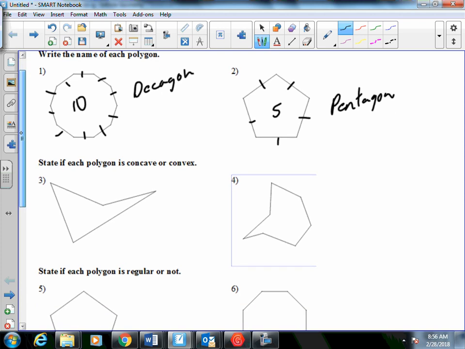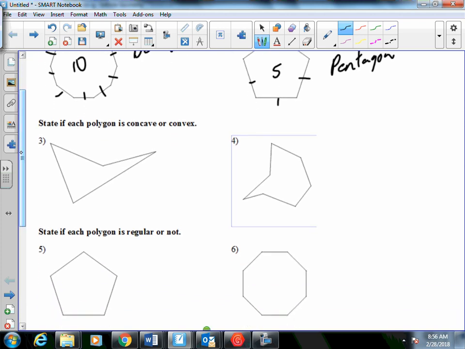There will be different ones on the test. State if each polygon is concave or convex. Remember, if it's concave, if we extend the lines, they go inside the figure. If it's convex and we extend the lines, they don't go inside. But when we look at these, extend those two lines, they go inside. And on the other one, there are 3 lines, or 4 lines. If I extend them, they go inside.